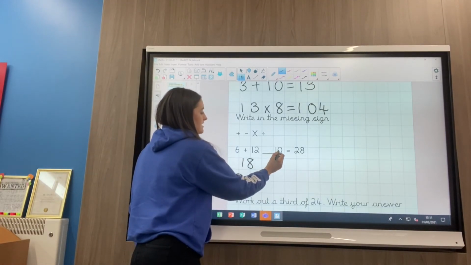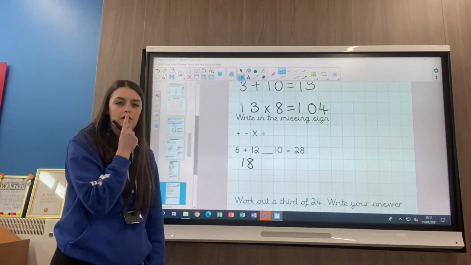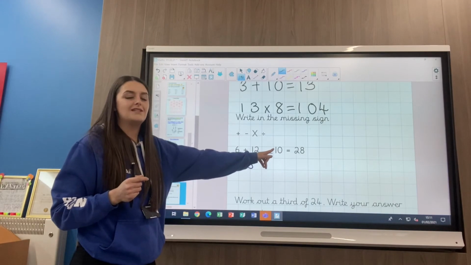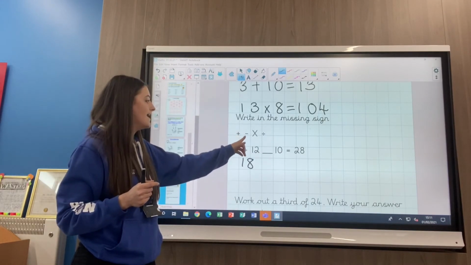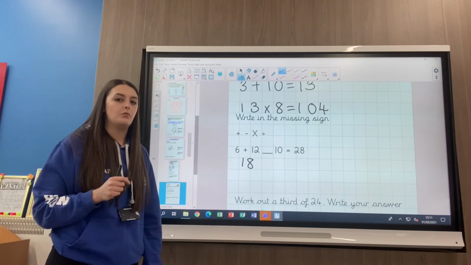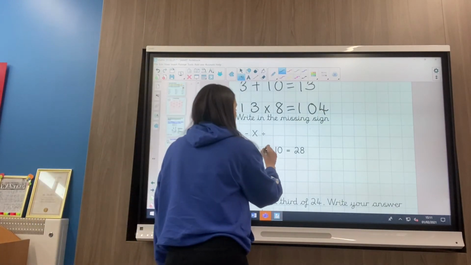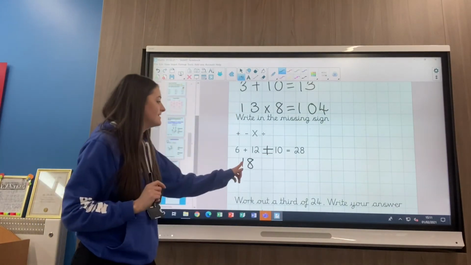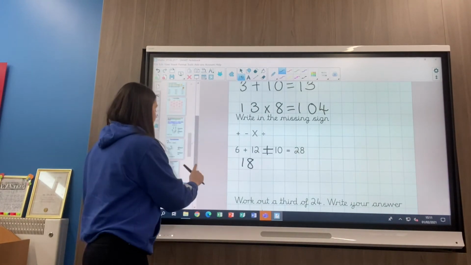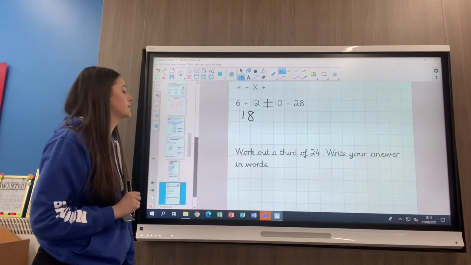Something, 10, gets me to 28. 18 and 10, what would I do with them to get to 28? Would I subtract, multiply, divide, or add? If you said add, well done, okay? Because 18 add 10 is 28. So look at the numbers carefully that you have been given.